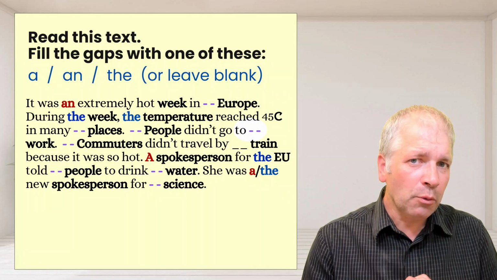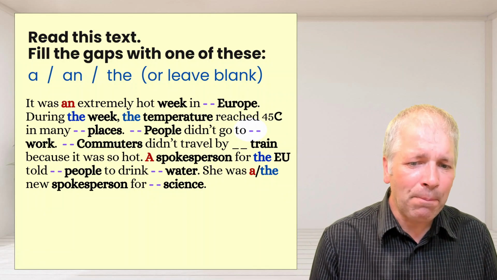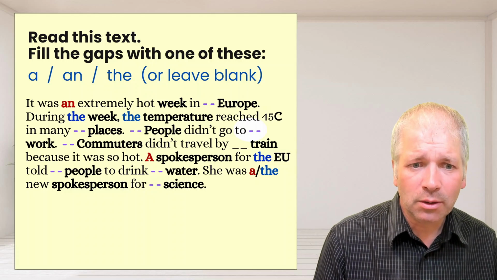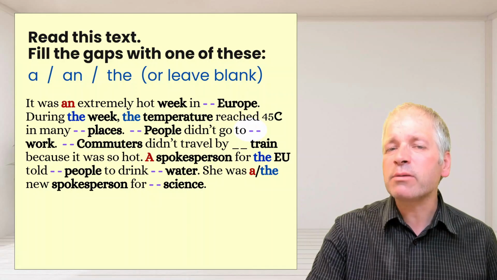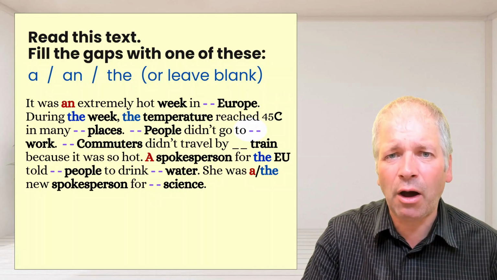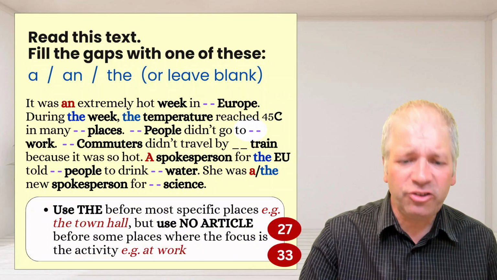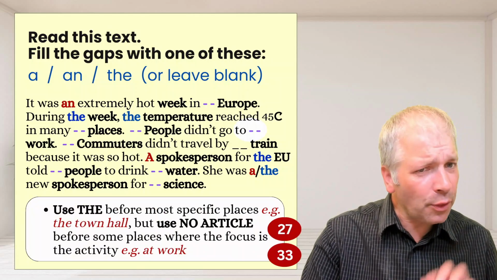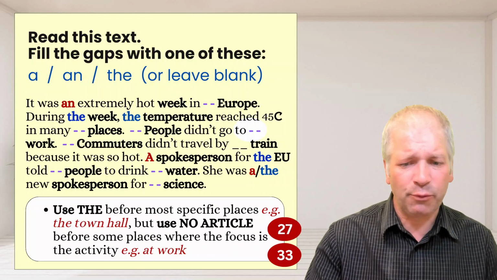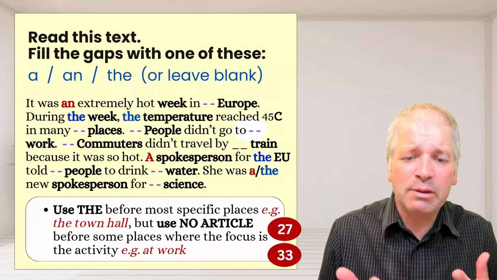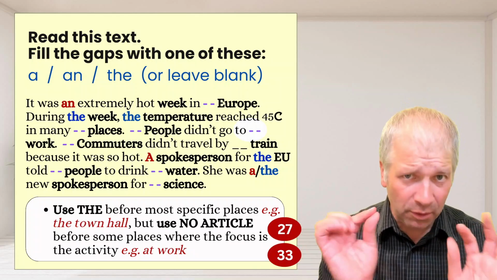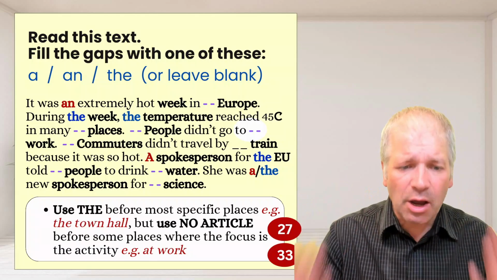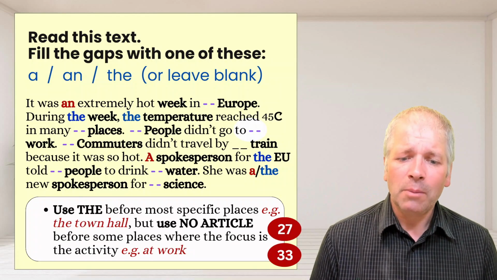And here's another rule we've not got to yet. People didn't go to work. No article before work. That might surprise you because you may think we need to have articles before places. And generally we do. We use the before most specific places, for example, the town hall. If we said the town hall, then it would have been people didn't go to the town hall. We would have included the. But here we don't include the article because of the next rule.